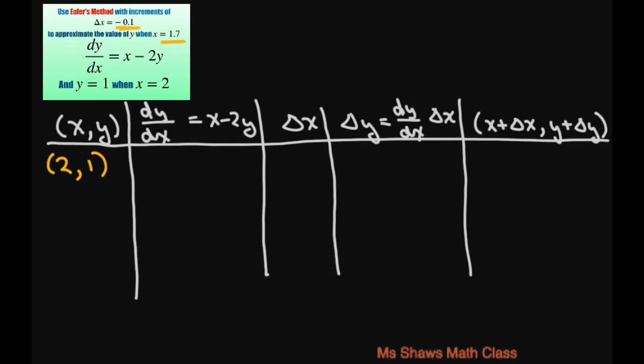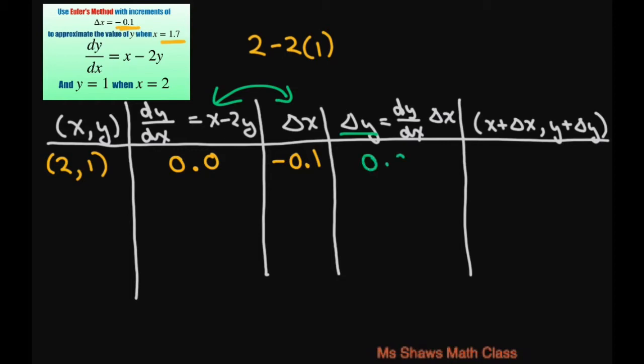All right, so first thing we're going to have to do is find our derivative of y with respect to x. And we just take our x minus 2 times y. That gives me 0. So we'll just write 0. And let's go ahead and do this in decimal form. Our delta x is given, and that's going to be negative 0.1. That's your change in x, the increments we're using. And then we're going to take these two numbers here and just multiply them to get our change in y. And when you multiply, I'm just going to get 0.0.